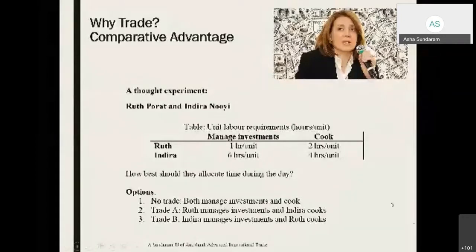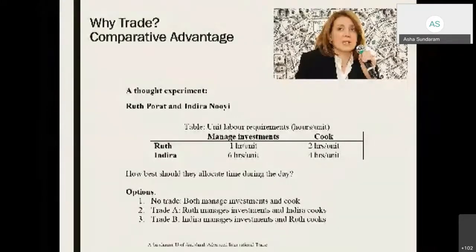So let me move on then. Let's look at all the different options about how they can allocate time. The first option is that they're not trading. This is autarky, which is trade jargon for no trade. Countries are not trading. They're basically islands. If there's no trade and it's autarky, both of them are going to do their own thing. So Ruth is going to manage her investments and she's going to cook. And Indira is going to manage her investments and she's going to cook for herself.